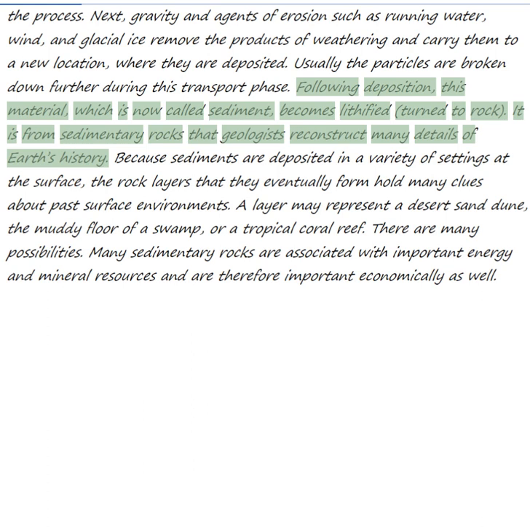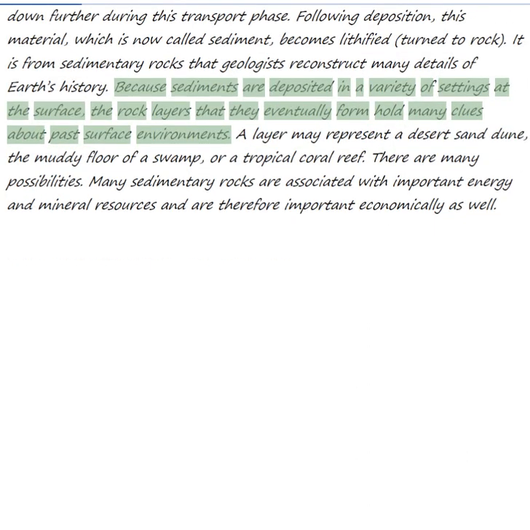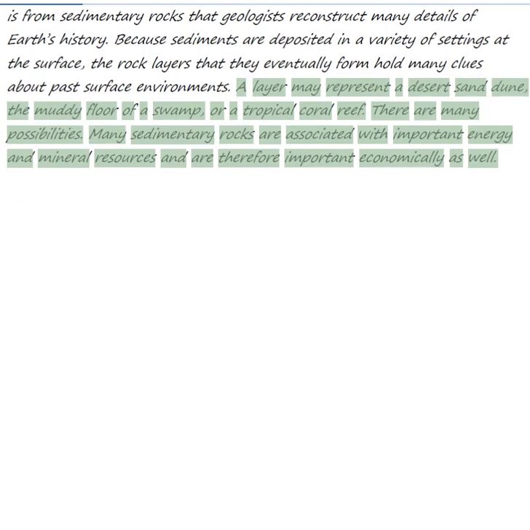It is from sedimentary rocks that geologists reconstruct many details of Earth's history. Because sediments are deposited in a variety of settings at the surface, the rock layers that they eventually form hold many clues about past surface environments. A layer may represent a desert sand dune, the muddy floor of a swamp, or a tropical coral reef. There are many possibilities. Many sedimentary rocks are associated with important energy and mineral resources and are therefore important economically as well.